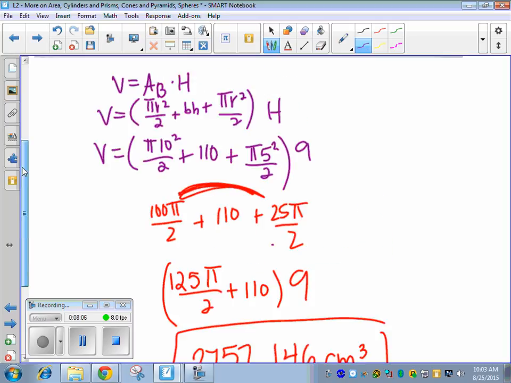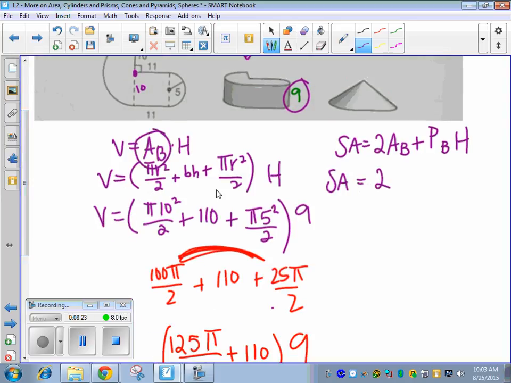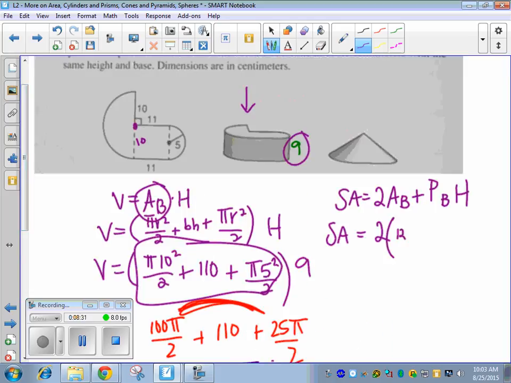Okay, so there's volume. Now we have to find surface area of the same thing. So surface area is equal to twice the area of the base plus the perimeter of the base times the height. All right, we just found the area of the base. So the area of the base was this entire piece right here, which simplified to 125 pi over 2 plus 110. So I'm going to plug that in. Okay, and then we need to find the perimeter of the base. So we've got 10 here. I'm going to do this up here so I can find it.